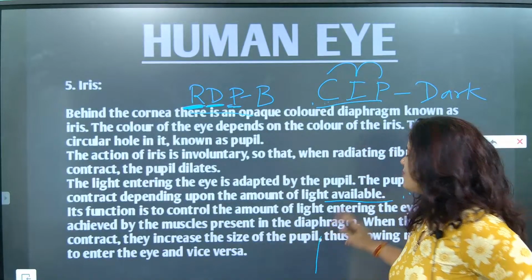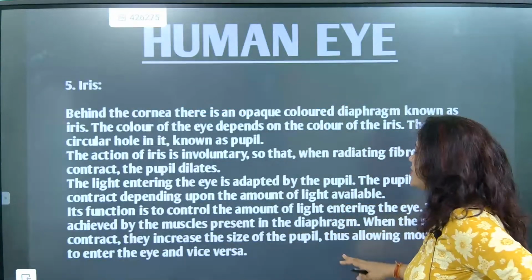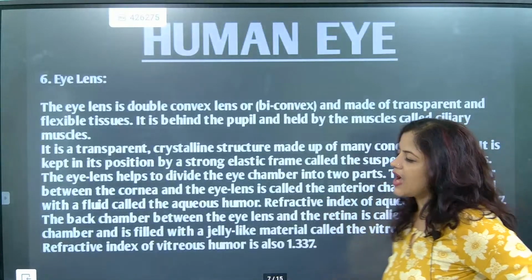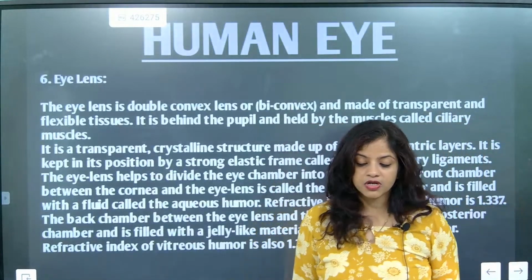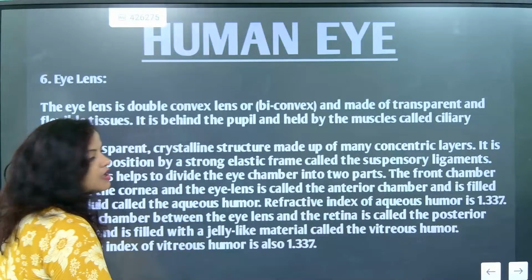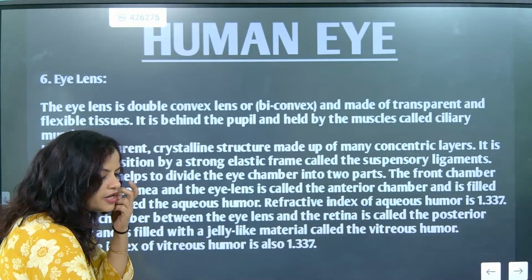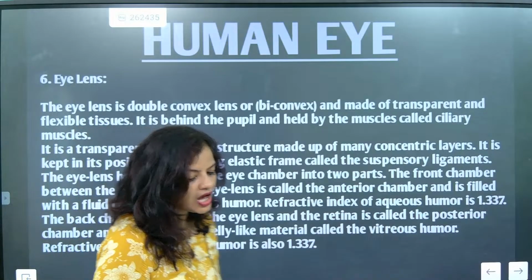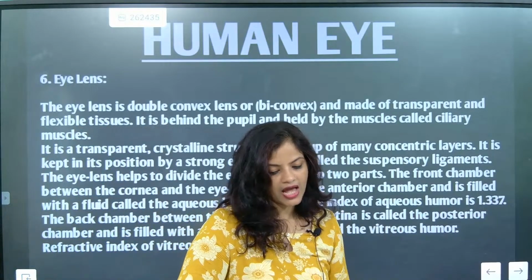So we understood about this. Now look at it. We have talked about the iris, now we are going to talk about the eye lens. Children, get ready. Are we ready for learning? Because in the last class we have done till the iris. Now we are ready to learn about the eye lens.